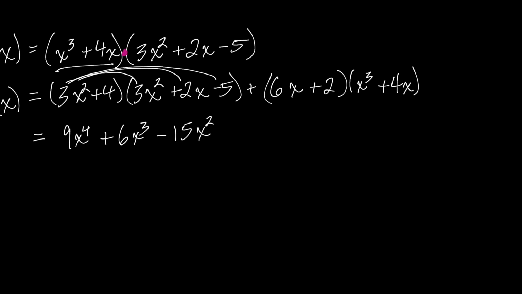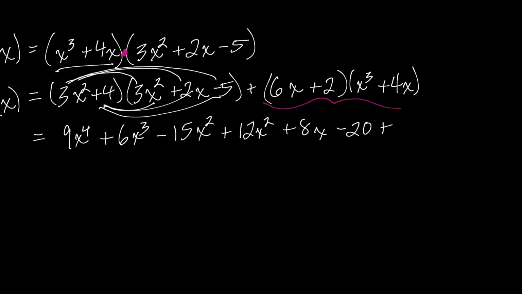Then I'm going to come over here and get my 4. 4 on 3x squared is 12x squared. 4 on 2x, that's 8x. 4 distributed on minus 5, that's minus 20. Plus, remember, we have all of this stuff over here going on now.